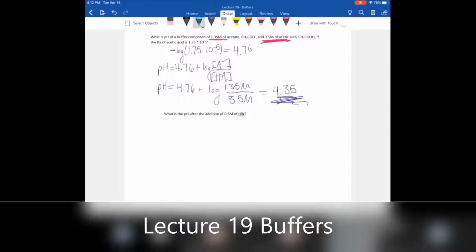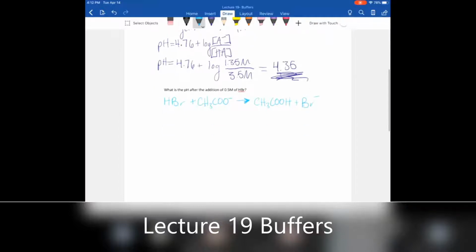Is HBr going to react with? Yes, it's going to react with acetate because it's an acid that's going to react with the conjugate base. So you have HBr. That's important when knowing how to set up your equation. So HBr plus acetate, and it's a reaction arrow, gives you CH3COOH, acetic acid, plus Br minus, which we're not really concerned with.